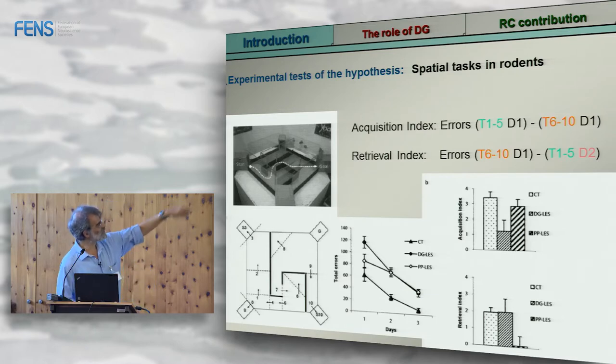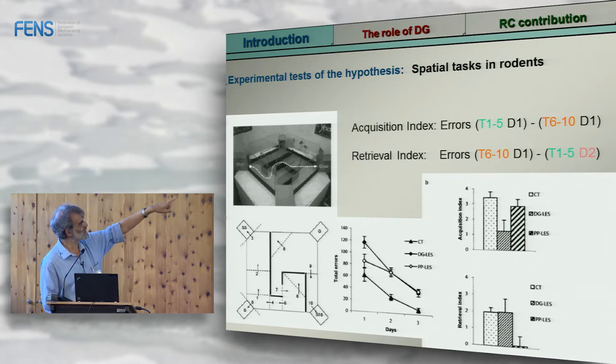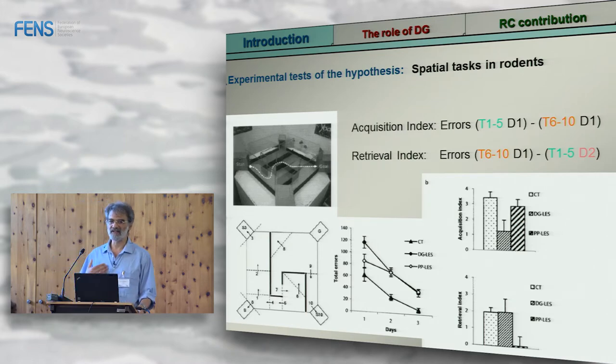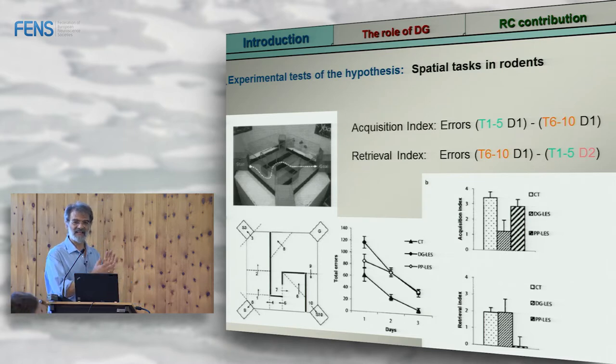But then they looked at these two indices, which are very interesting, very mathematically elegant: acquisition index and retrieval index. They both measure how much errors decrease from a set of five trials to the next set of five trials. But in the case of the acquisition index, it is from the first five trials in a day to the last five trials in the same day. So it's the errors T1-5 minus the errors in T6-10, in that case for day one. Okay, so it is whether there is progress in learning the platform during a day. In the case of the retrieval index, it's the same thing, but comparing the last five trials of a day with the first five trials of the next day. So there is the night and, in general, the sleep phase in between. So it's mathematically the same kind of function, but just shifted by half a day.